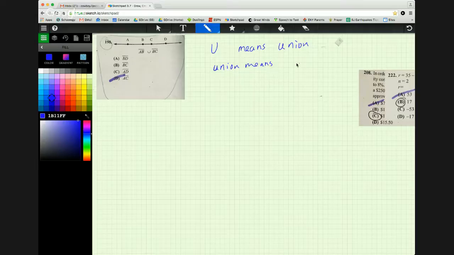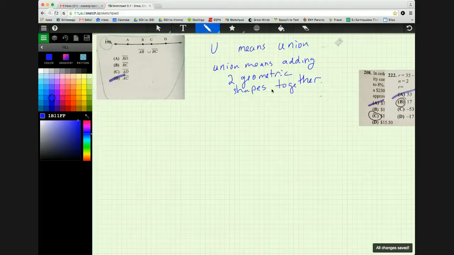it means adding two geometric shapes together. That's one thing it can mean. So union means taking this and that, and then figuring out what you get when you put them together. So AB is this piece.